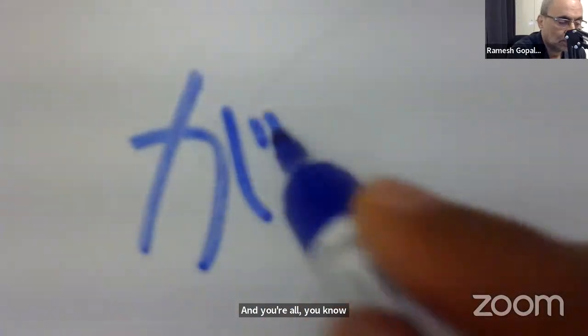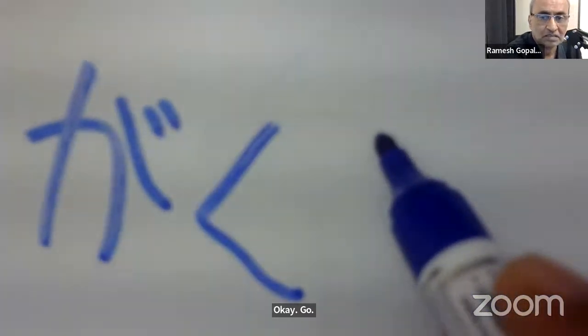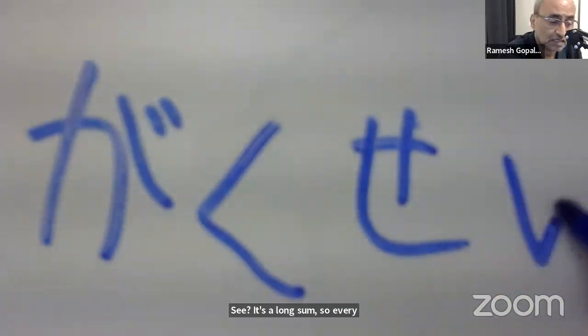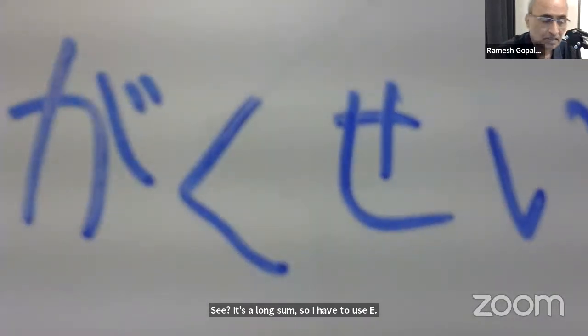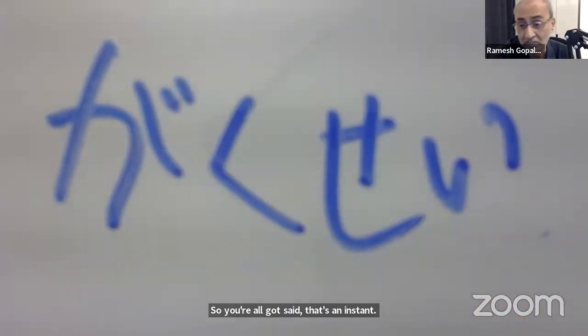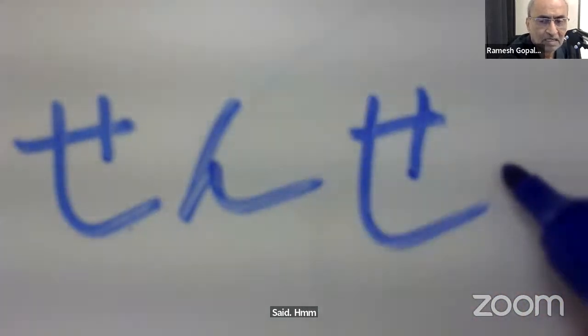And you're all, I've used the syllabic stop there. Gakko. You're all gak, se. It's a long sound, so I have to use E. Gakse. So you're all gakse. Gakse means student. You're gakse. And who am I? Se.